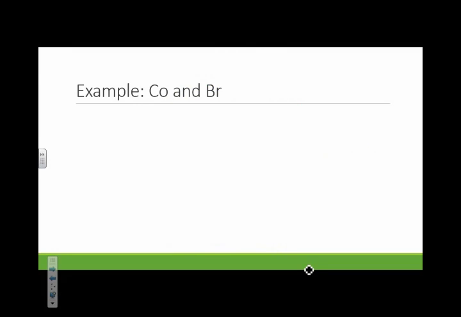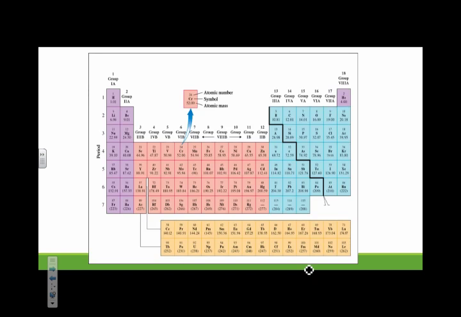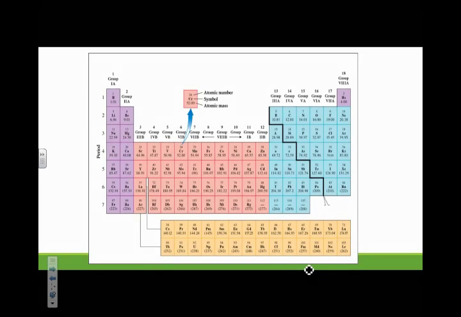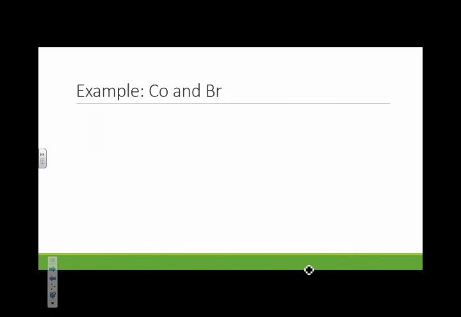Okay, let's actually do one of these together. And again, as I do this, I'm going to reference a periodic table. I may flip back and forth between these here to illustrate what I'm doing. But you'll want to have yours out so you can follow as I go along.